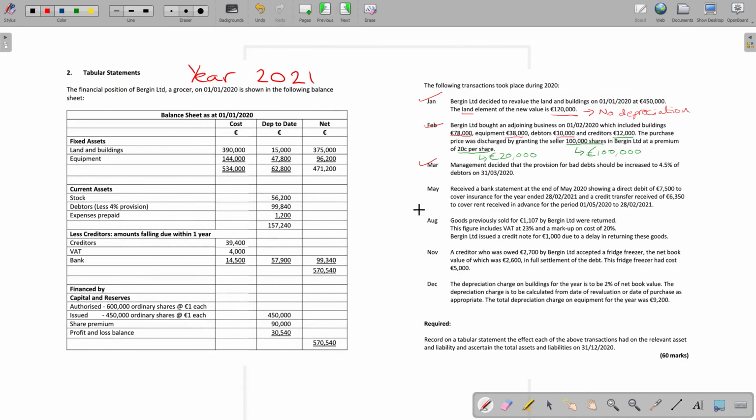Now in May, we received the bank statement at the end of May 2020 showing a direct debit of €750 to cover insurance for the year ended, and a credit transfer, which means we received money, of 3,650, which is rent receivable in advance for the period the 1st of the 5th this year to the 28th of the 2nd next year.